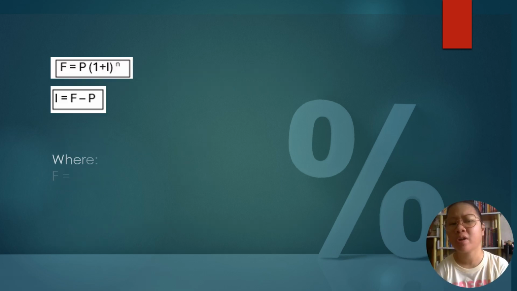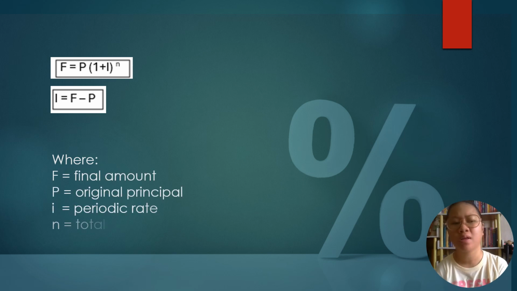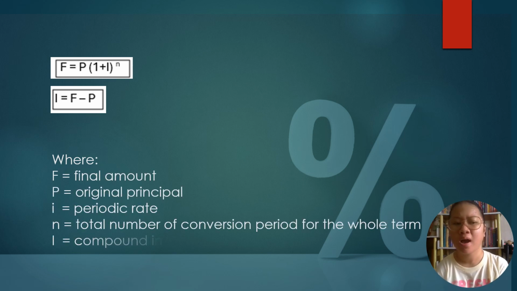The formula for the compound amount is P times the quantity of 1 plus i raised to n. And to get the compound interest, the formula is F minus P, where F is the final amount, P is the original principal, i is the periodic rate, n is the total number of conversion periods for the whole term, and I is the compound interest. To better understand, let's solve this problem.